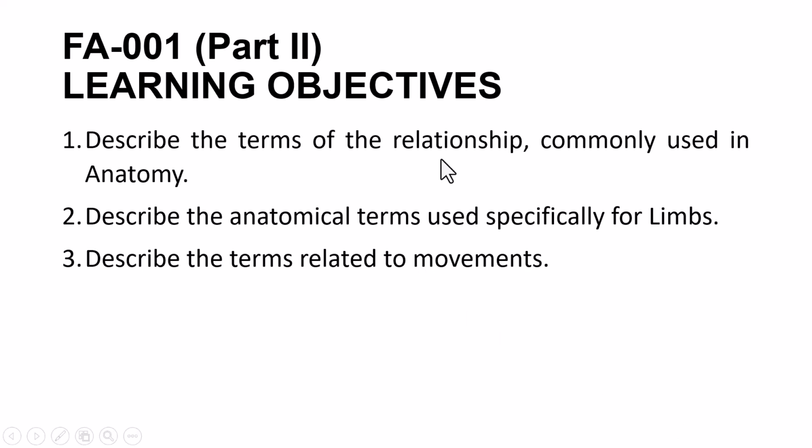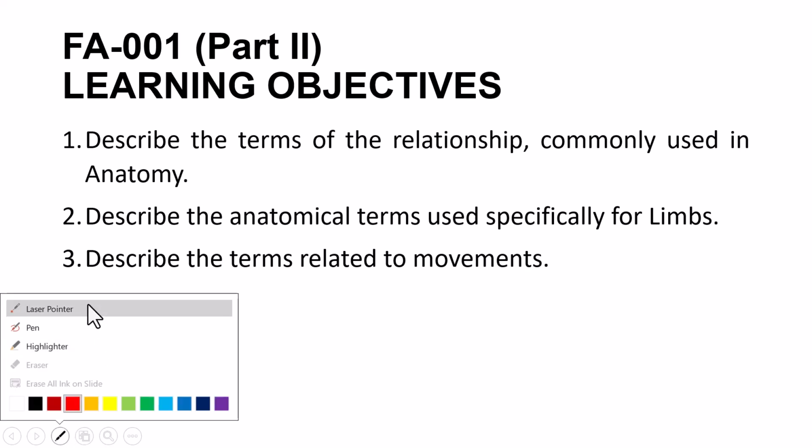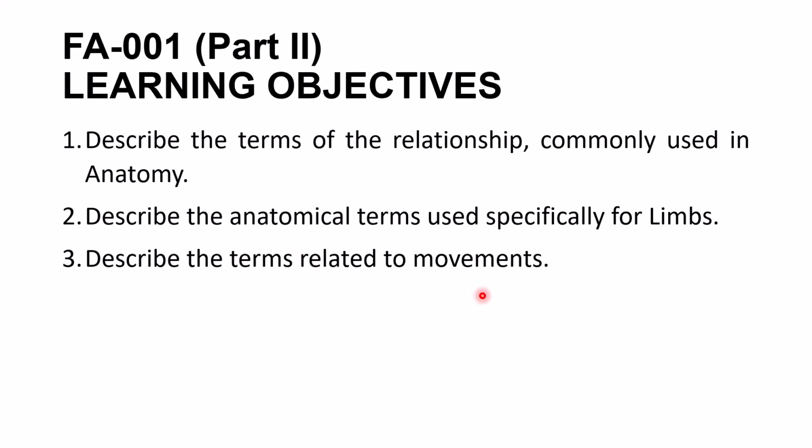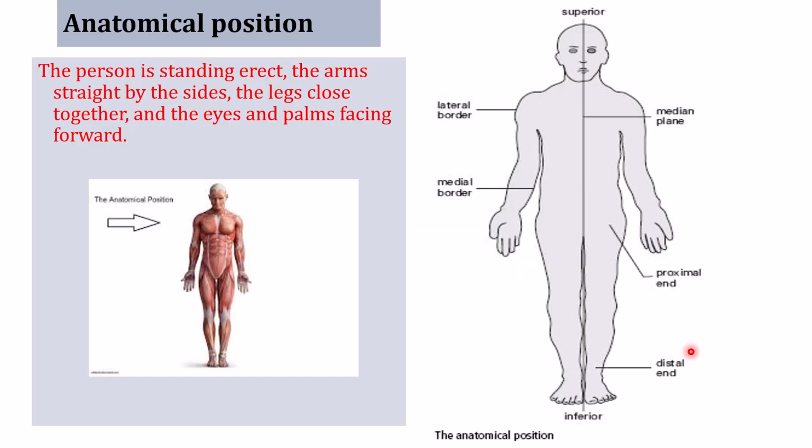Describe the terms of the relationship which are commonly used in anatomy. Describe the anatomical terms which are used specifically for the limbs, and describe the terms related to the movements. First of all, you should know what is anatomical position.